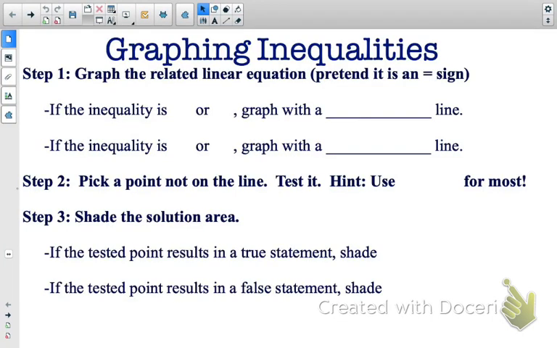Hi guys, this is the topic 6 video, graphing inequalities. So our first step in graphing inequalities would be to graph the related linear equation. So if it was an equal sign instead of an inequality sign, what would we do?